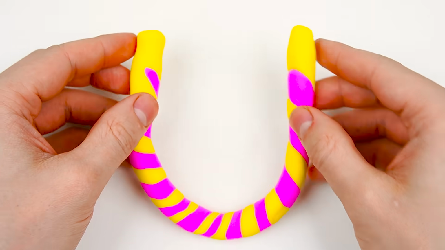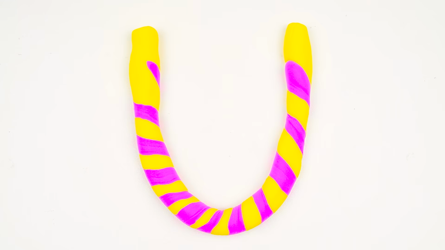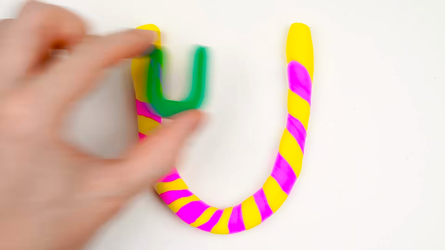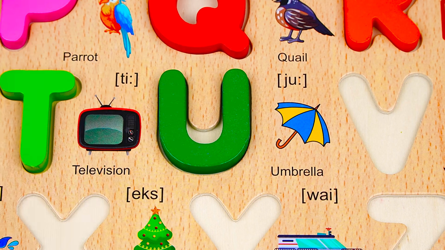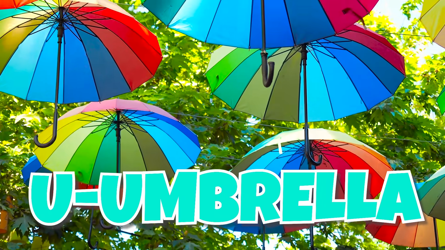The next letter is U. Look, guys, U is always smiling. It looks very friendly. U is for umbrella. Here it goes. U with umbrella. It covers you from the hot sun or the cold rain.